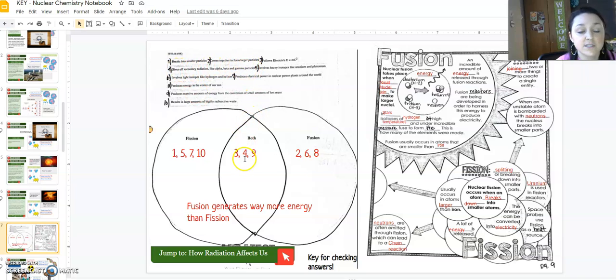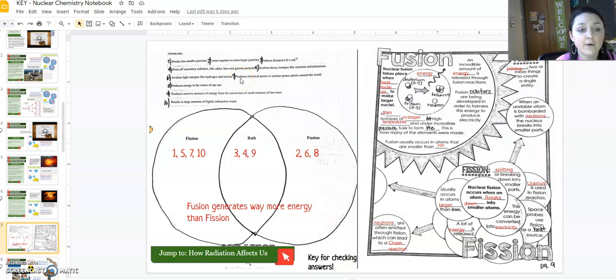That would be both because they both are giving off neutrons and different things. 5, involves heavy isotopes like uranium, big isotopes that are going to be split. That's going to be fission. 6, involves light isotopes like hydrogen, so those aren't going to be split apart. They're going to come together. That's going to be fusion.